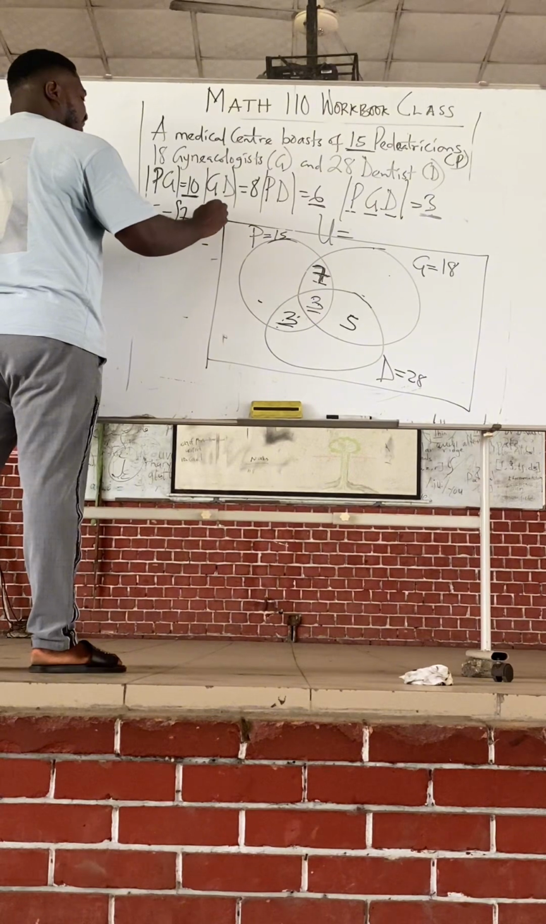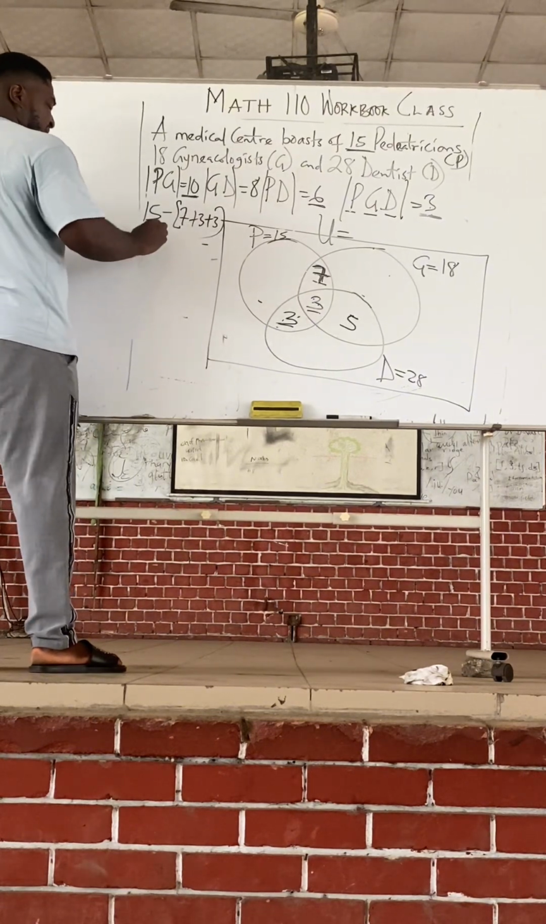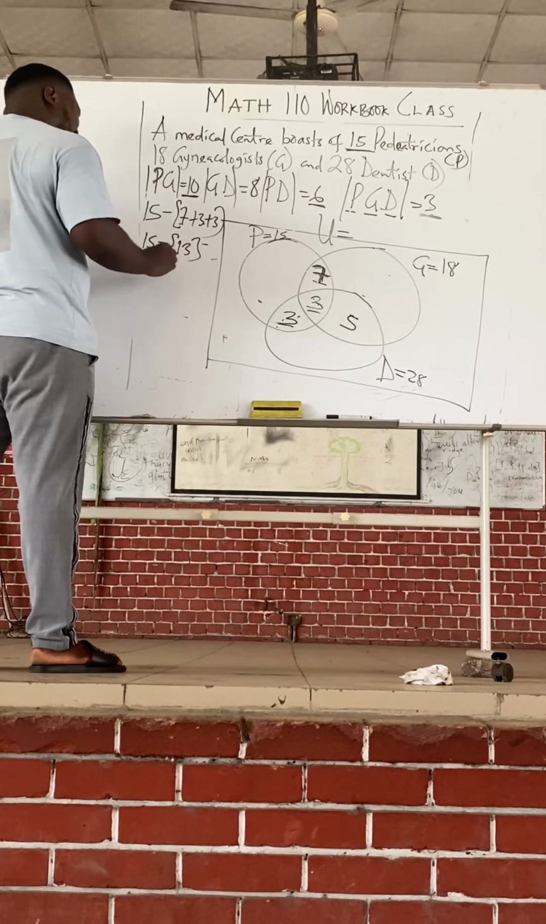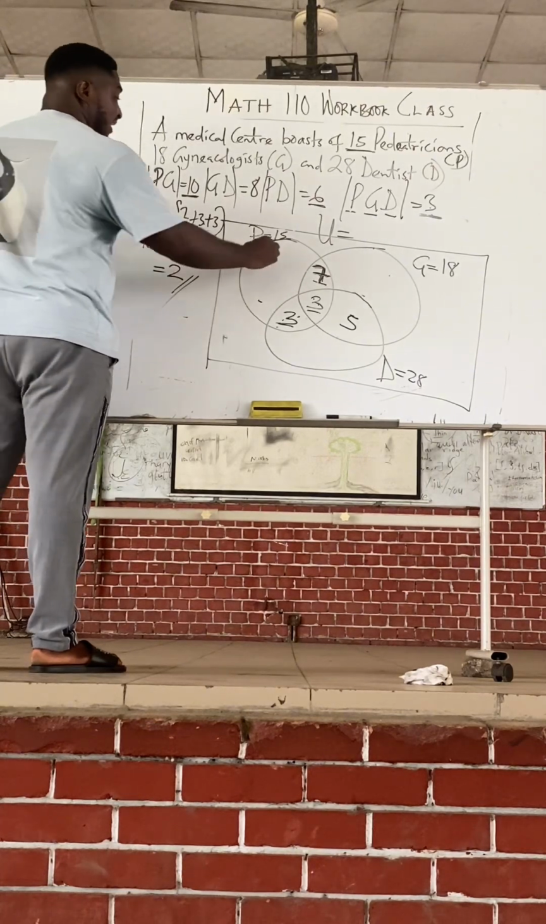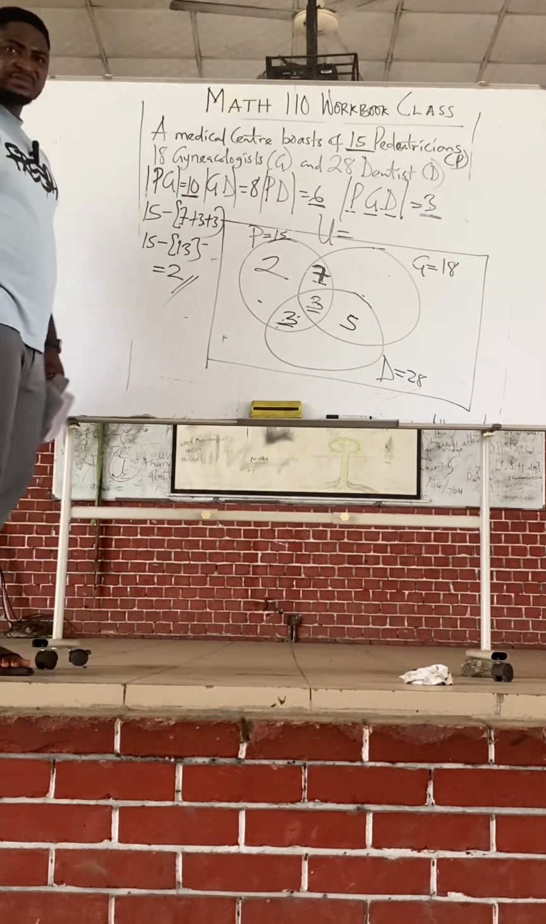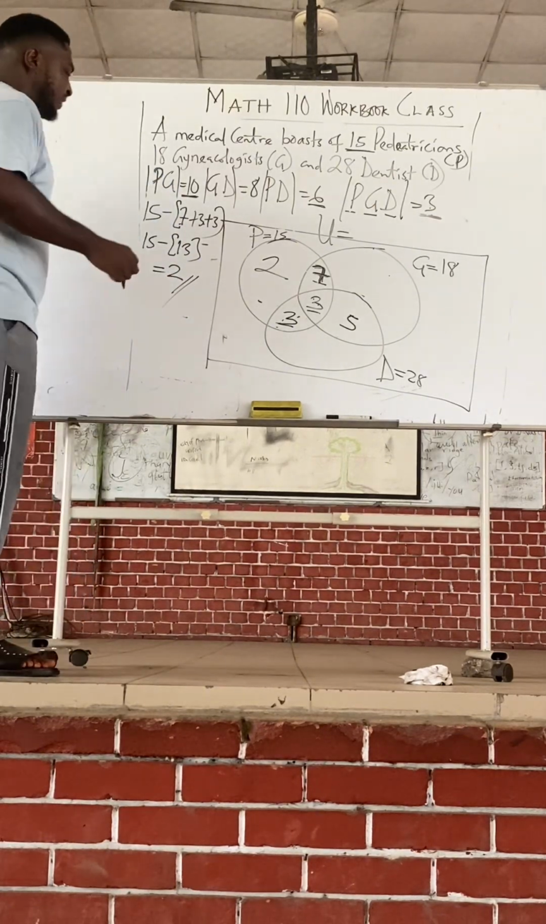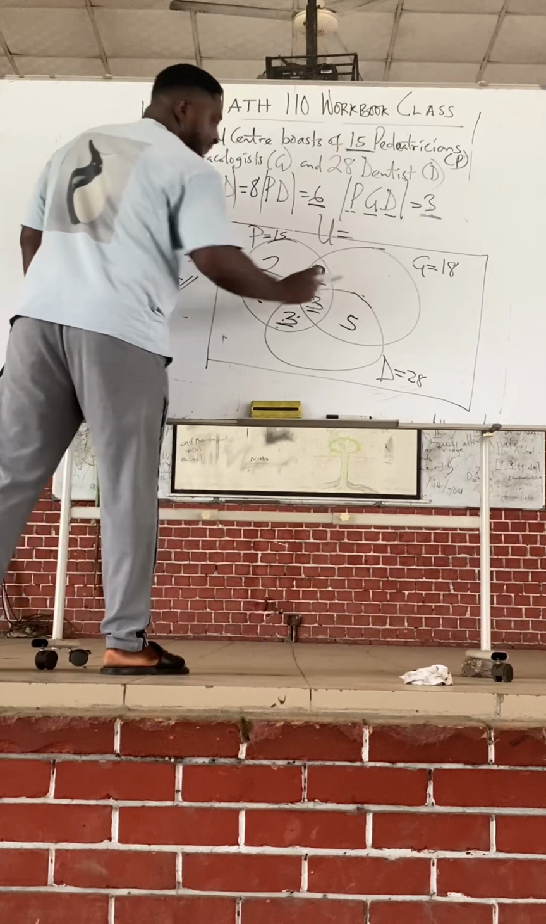7 plus 3, 10. 10 plus 3, 13. 15 minus 13, 2. Class, what is inside there is 2. Is that what you are saying? Is that what you're trying to say? Okay, I get your point. 2, yes, 2. Now, coming to this side.